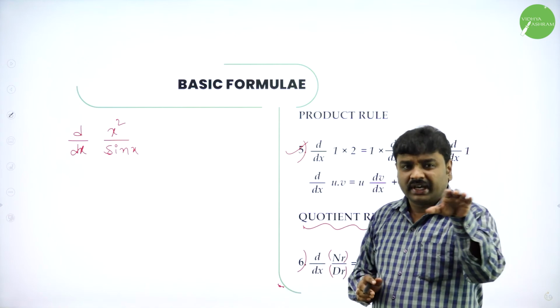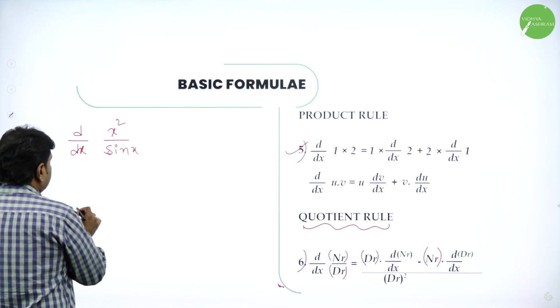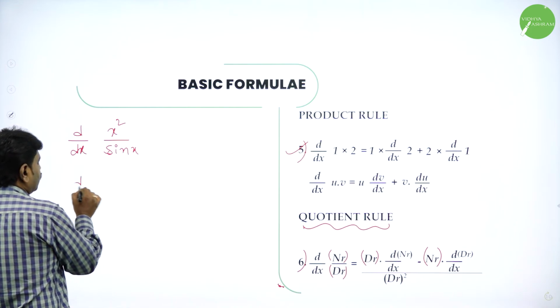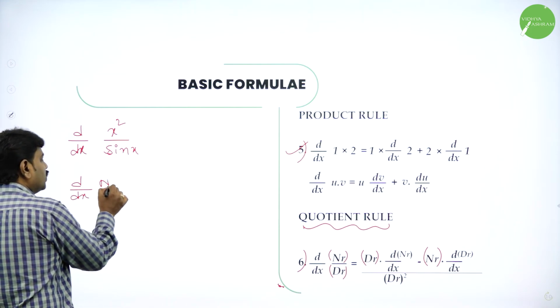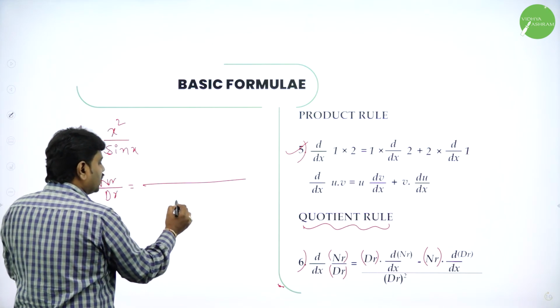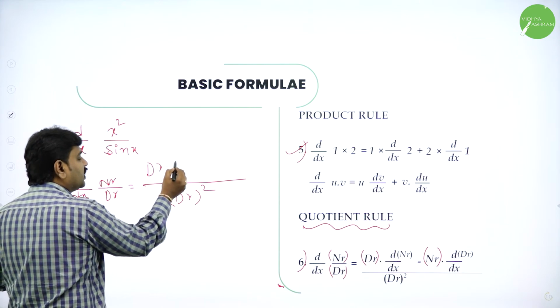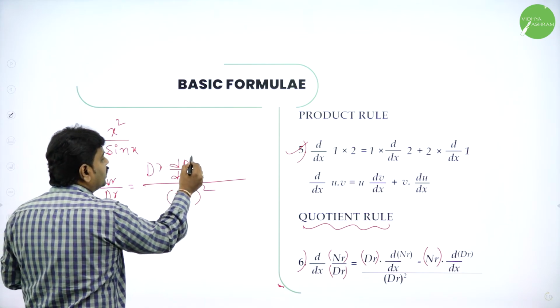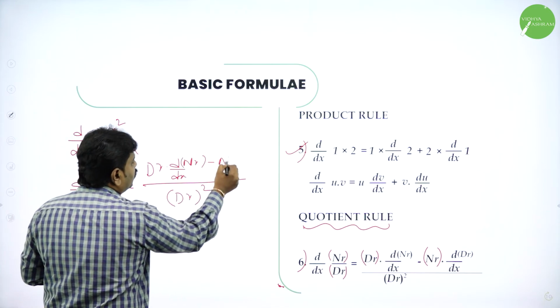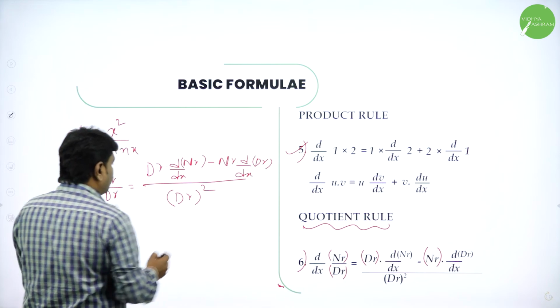What is the quotient rule? First we'll summarize. If you have numerator by denominator, the answer is: in the denominator, write denominator the whole square. In the numerator, denominator into derivative of numerator minus numerator into derivative of denominator. So now we'll apply this formula.